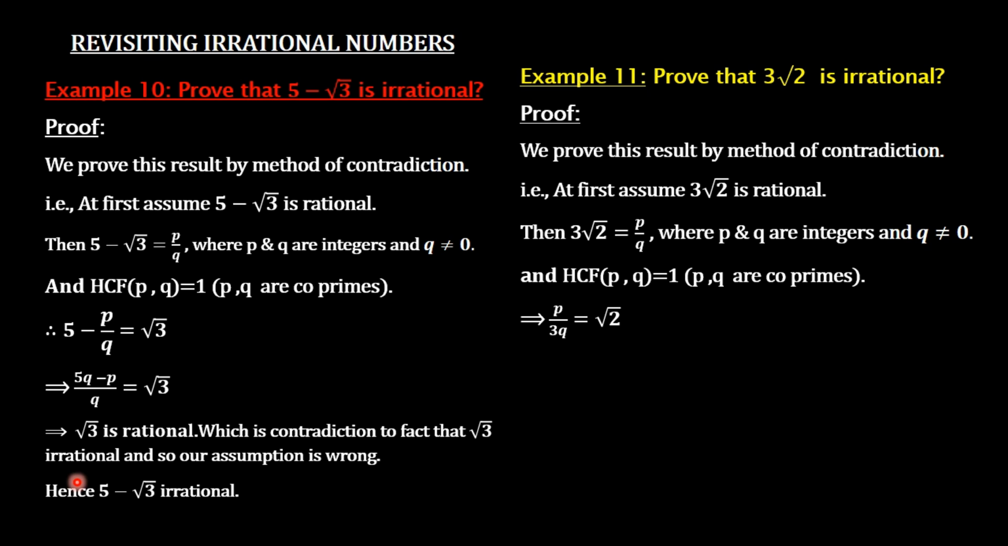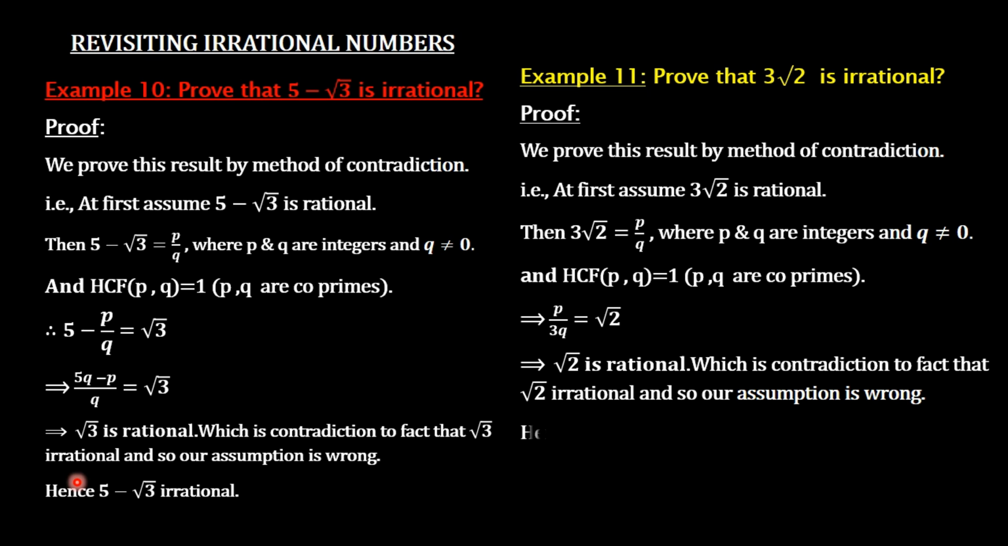So what is next? Root 2 is rational, which is a contradiction to the fact that root 2 is an irrational number. So our assumption is wrong, and what we can conclude? 3 root 2 is an irrational number. In a similar way, if this question comes for more marks, you have to write the proof that root 2 is irrational.